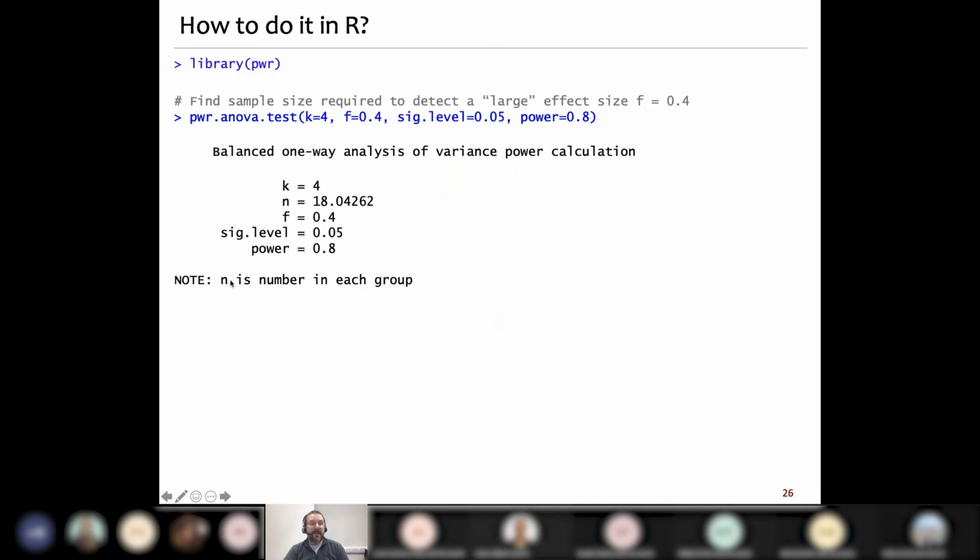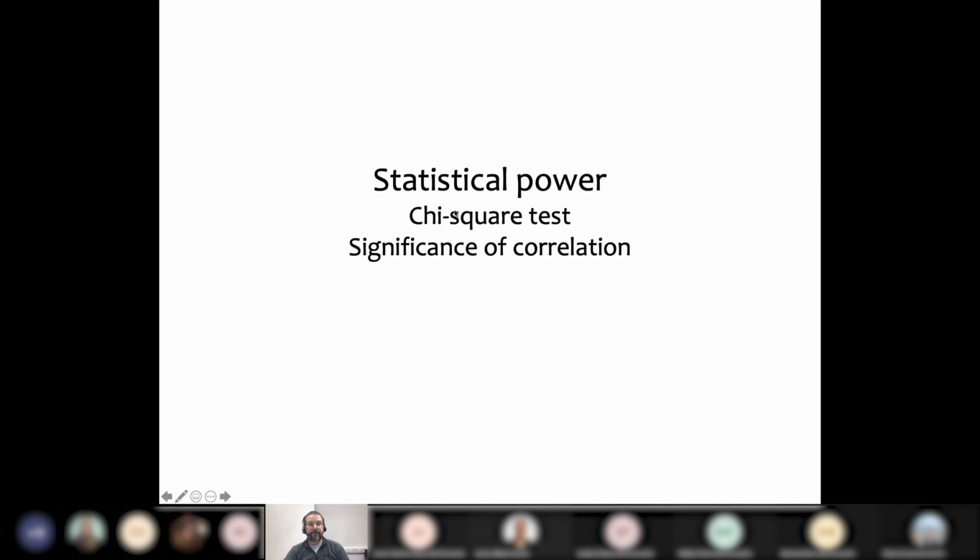This is how you do this in R. You use the same library. You use the function pwr.anova.test, and you provide it with the number of groups, which is 4, effect size, which is Cohen's effect size, which is 0.4 in this particular case, significance level, and the requested power. And this will tell you you will need sample size of at least 18 to achieve this sort of power.